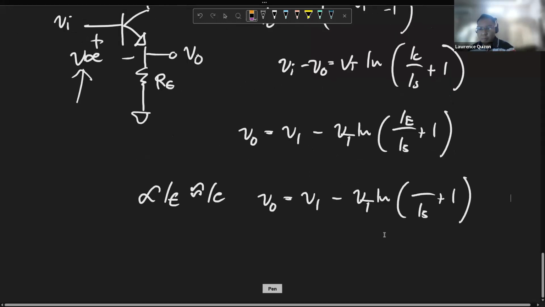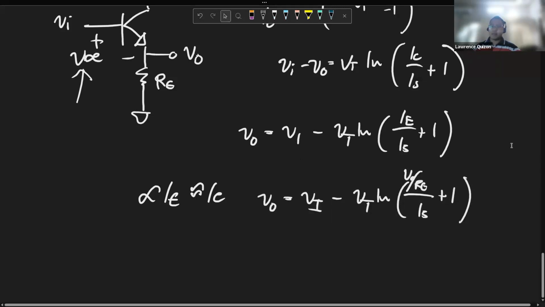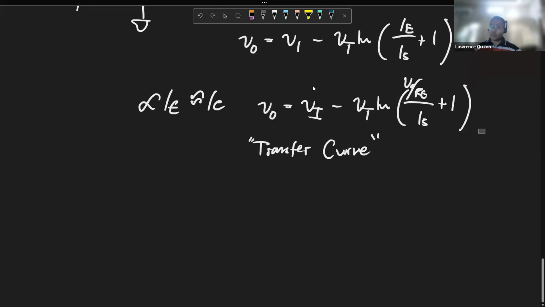On the next steps, V out over RE plus IS over IS, no? Or rather, V out over RE IS plus 1, no? And doesn't matter, no? So ito lang yung transfer curve natin, no? That's really all we need. It's a function relating V out and V in.